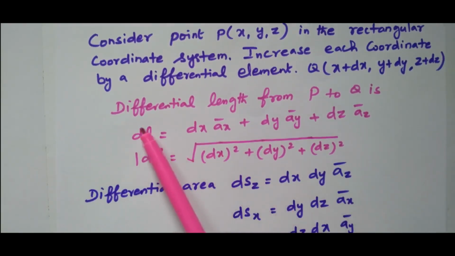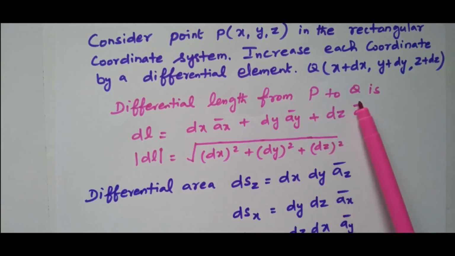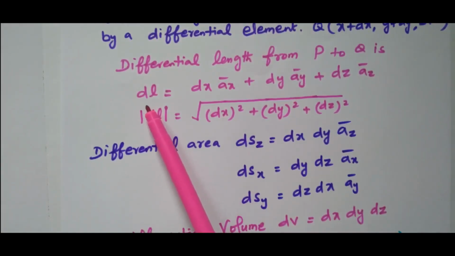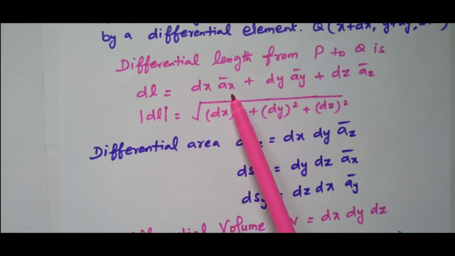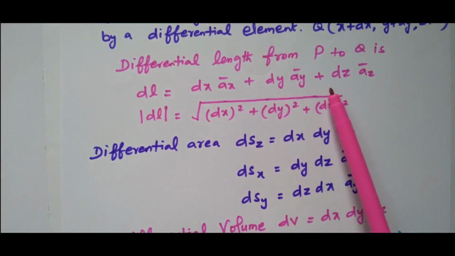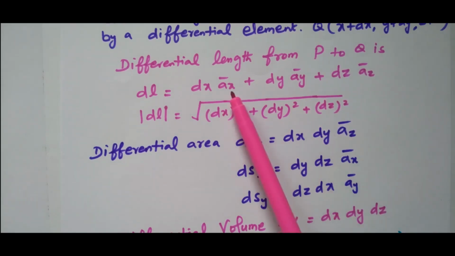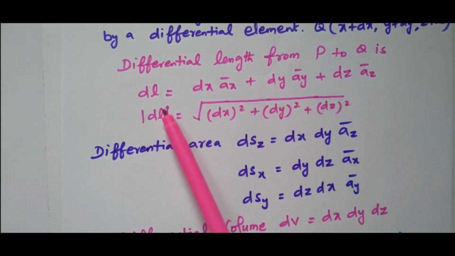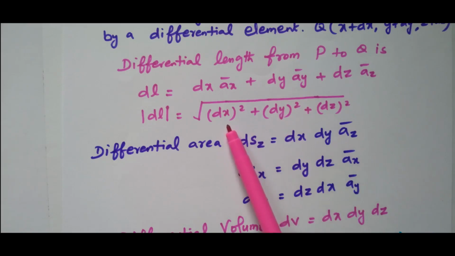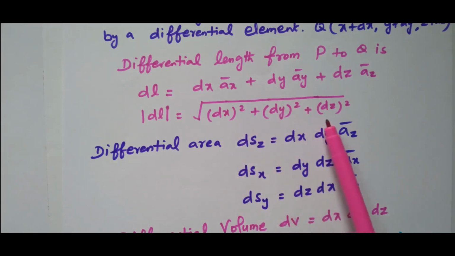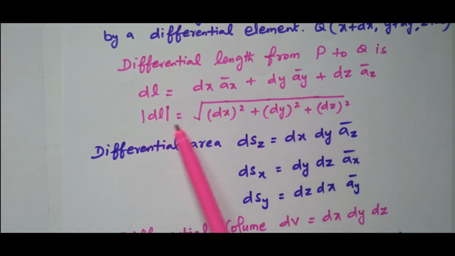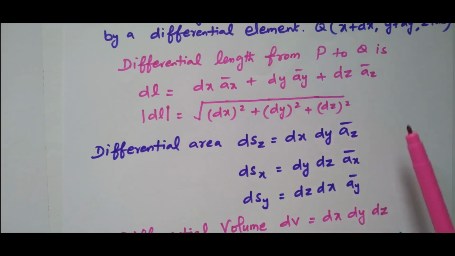From this, the differential length is from point P to point Q. Point Q is the new point, increased by the differential elements, right? So based on that, the differential length dl is nothing but dx ax vector plus dy ay vector plus dz az vector, right? These are nothing but the incremental elements dx, dy and dz. While taking the modulus, it is square root of dx square plus dy square plus dz square, that we know very well. From this vector we can calculate the modulus of dl. So this is the value, and this is a length.